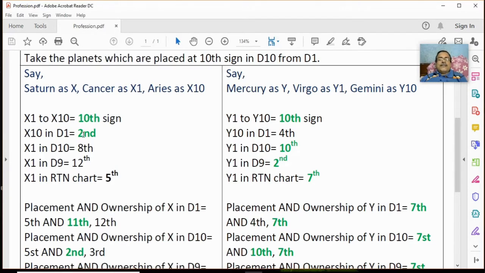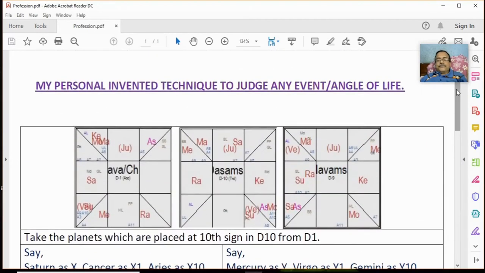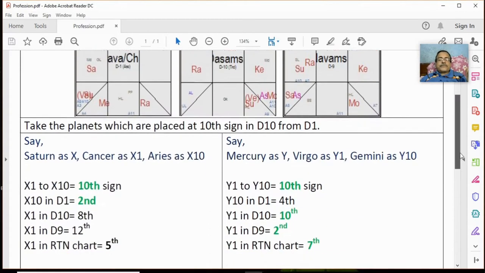X10 in D1 is the 2nd sign. What is X10? That is Aries, the placement of Saturn in D10. X10 in D1, Aries in D1, is the second sign.